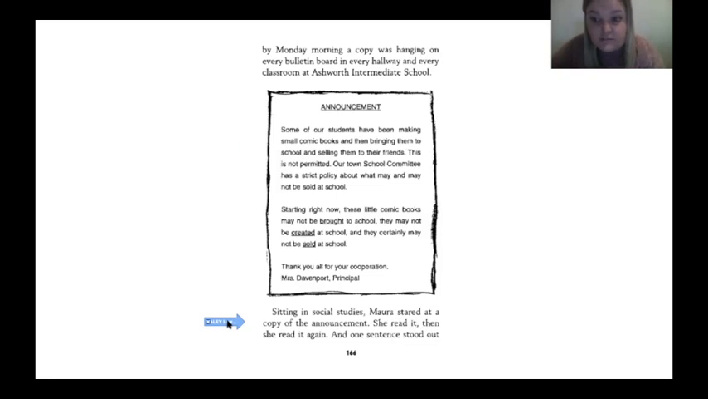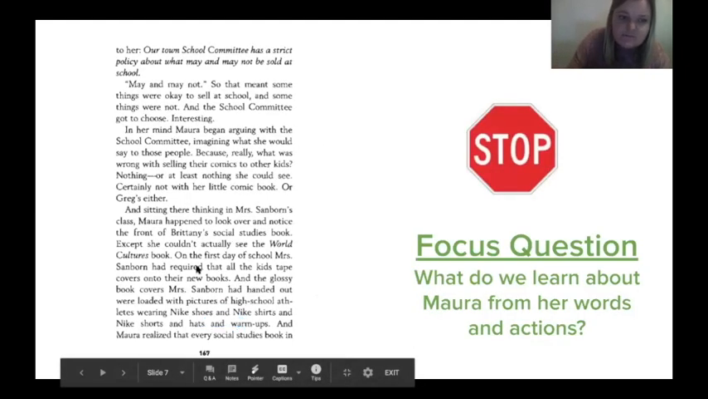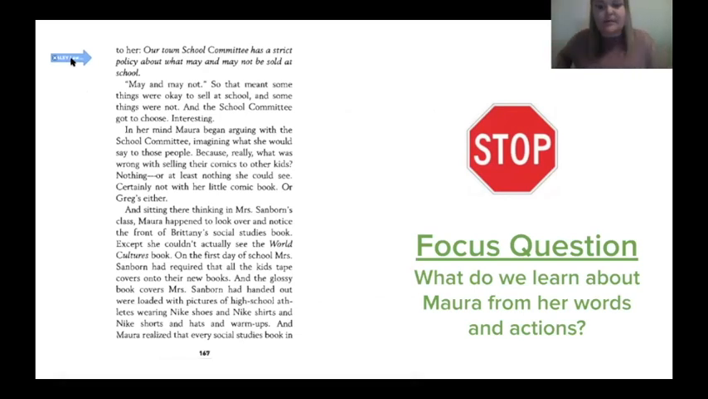Sitting in social studies, Mara stared at a copy of the announcement. She read it, and then she read it again. And one sentence stood out to her. So we're going to stop. I see that stop sign.